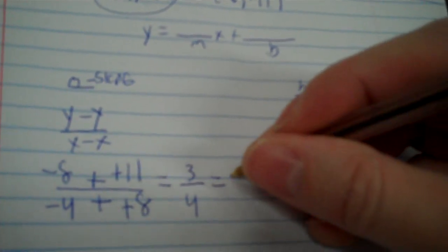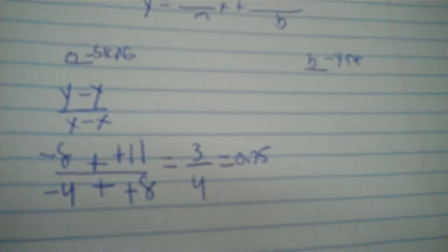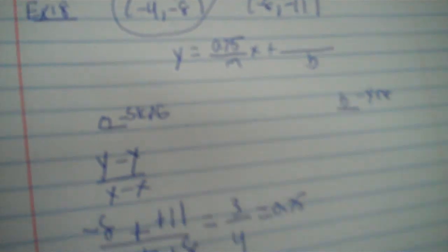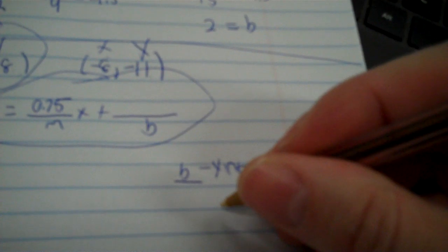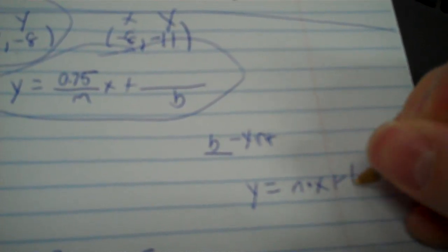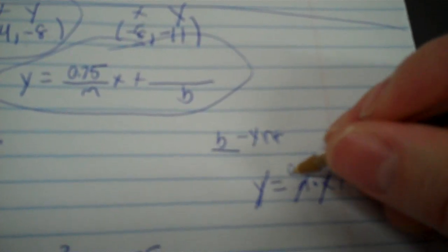As you just saw, it matters the order you punch the division in. So 0.75 is your M. Now, if I had to actually graph that, I'd use 3/4, okay? But I don't. If you can just do this, I'd be thrilled. Y equals M times X plus B. So the M is 0.75.